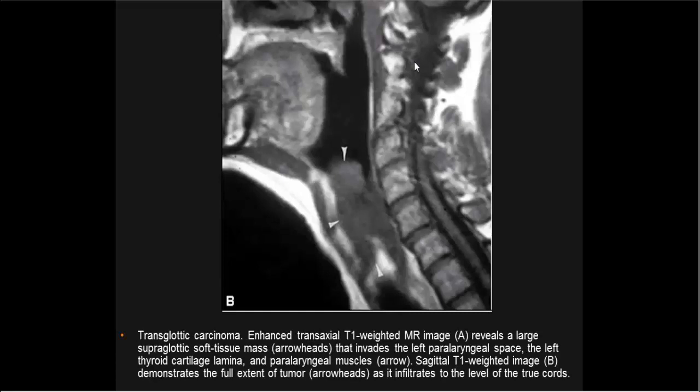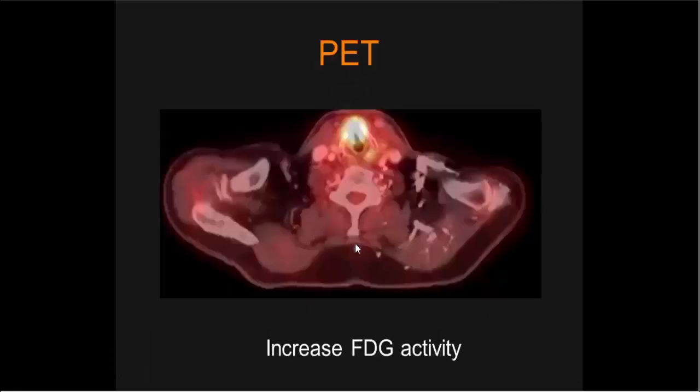This is transglottic carcinoma. As we see, this is enhanced axial T1 and reveals large soft tissue mass invades left paralaryngeal space, left thyroid cartilage laminae, paralaryngeal muscle. Sagittal T1 demonstrates full extent of the tumor as it infiltrates level of true cord. PET demonstrates increased FDG activity.